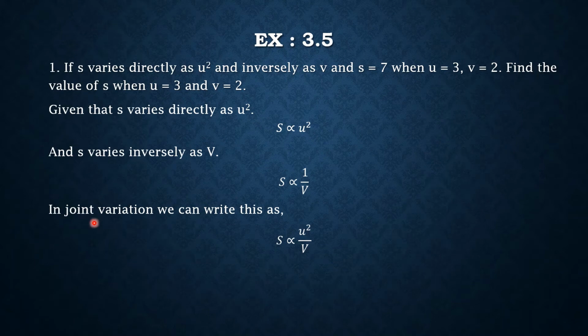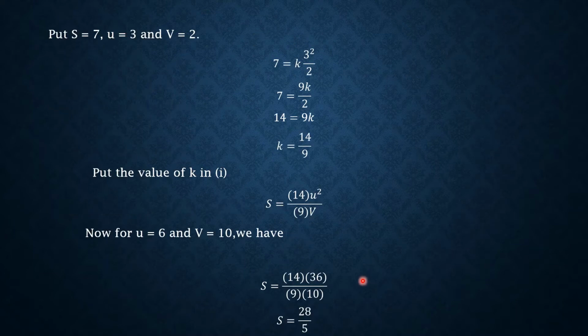Now the equation of joint variation we write here is s proportional to u square by v, implies s equal to k u square by v. This is equation number 1. So first of all, we will find the value of constant of variation k. By putting s equal to 7, u equal to 3 and v equal to 2 in equation number 1, we have 7 equal to k into 3 square by 2. So as 3 square equal to 9, we have 7 equal to 9k by 2, and by transposing 2 to the left side, we have 14 equal to 9k, or k equal to 14 by 9.